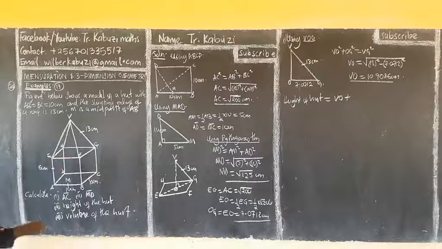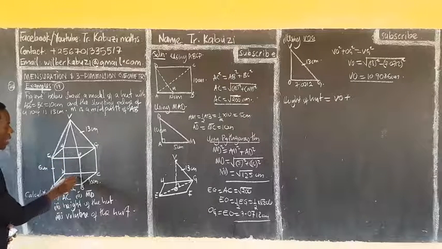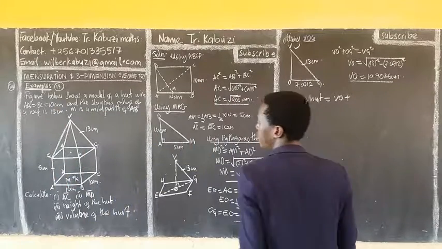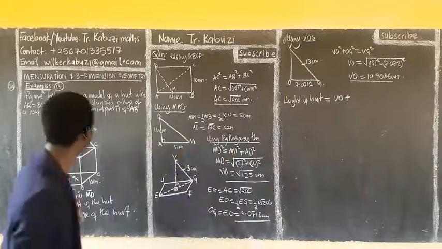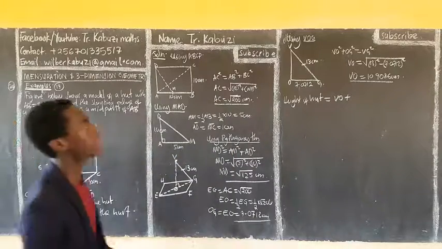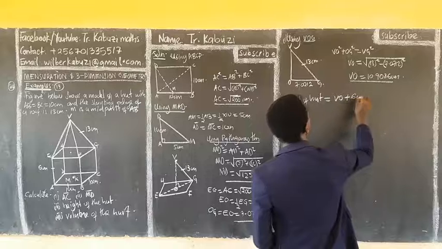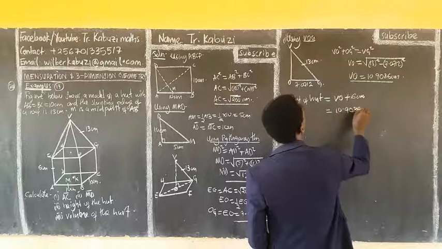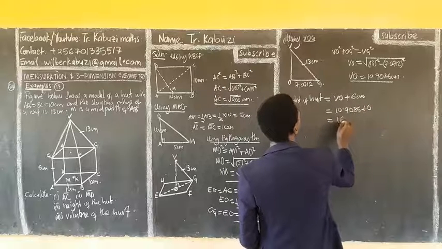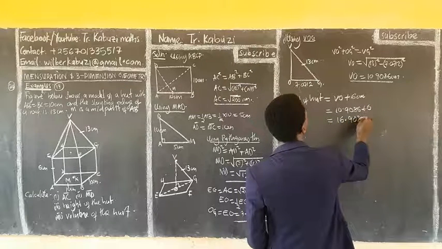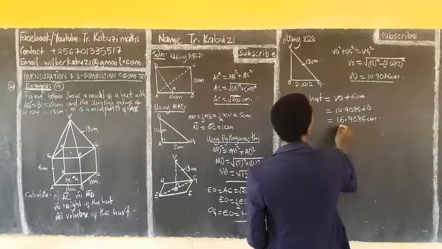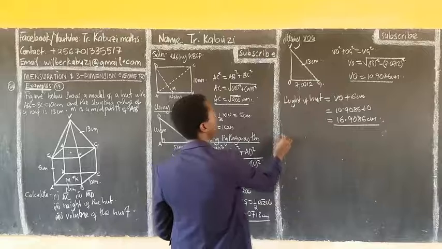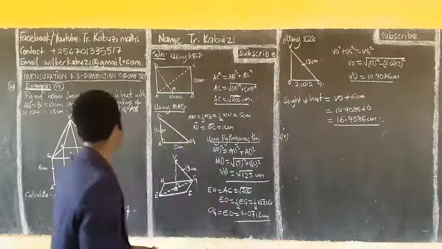Let me call it, if I call this K, then this one is going to be O. And O plus, now you know that the height from here up to here is 6. So you can say VO plus 6 centimeters, which is going to be 10.9086 then plus 6, which is going to give you 16.9086 centimeters, and that's the height of the hat. Then on question 4, you want us to get the volume of the whole hat.